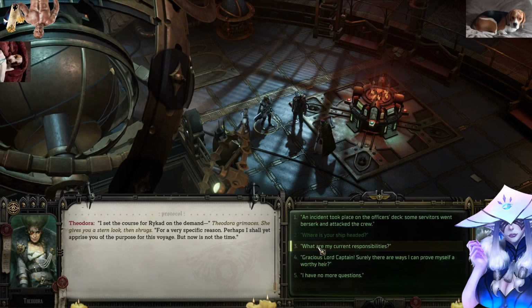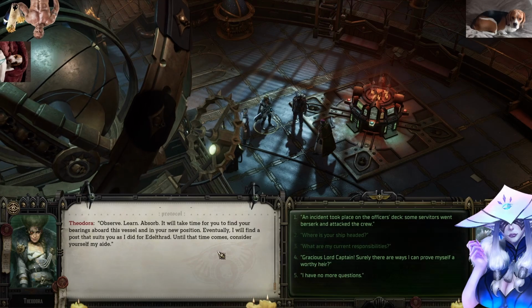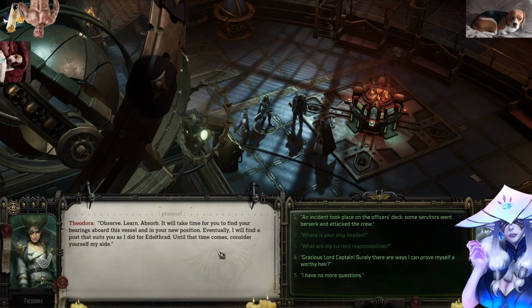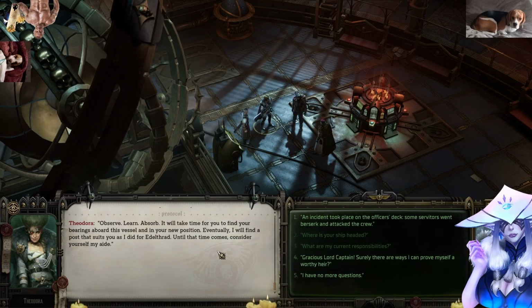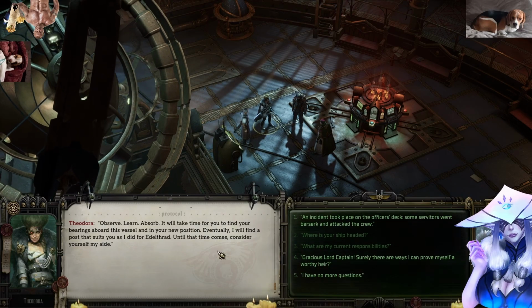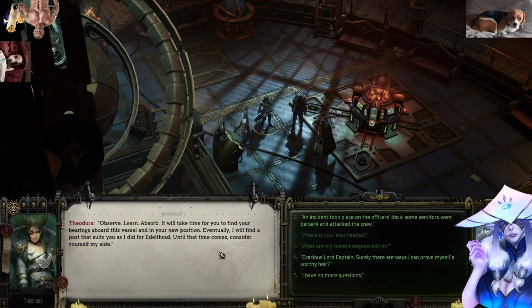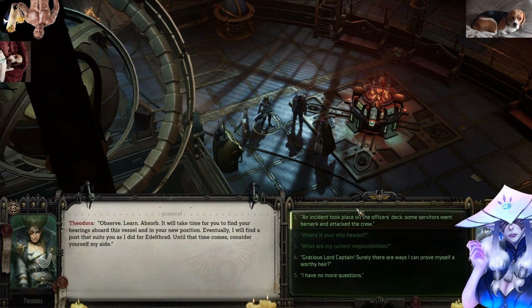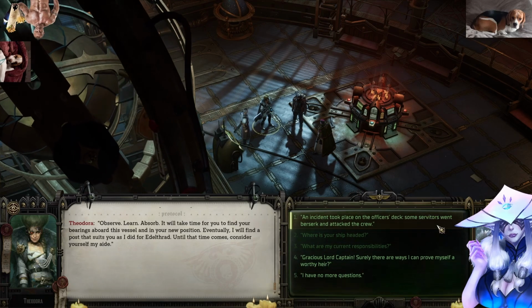Okay, then what are your current responsibilities? Observe, learn, absorb. It will take time for you to find your bearings aboard this vessel and in your new position. Eventually, I will find a post that suits you as I did for Ethelthrad. Until that time comes, consider yourself my aide. An incident took place on the officers' decks. Some servitors went berserk and attacked the crew.